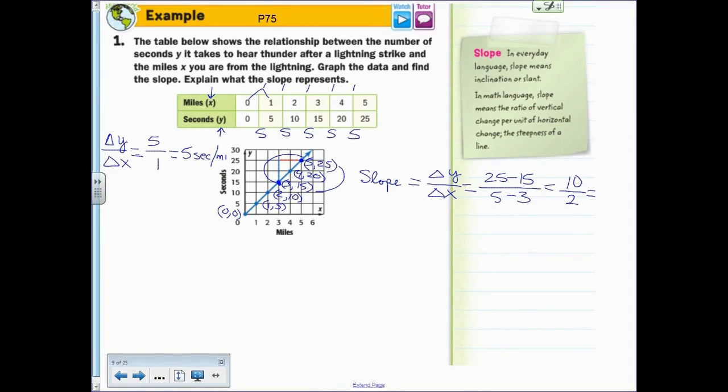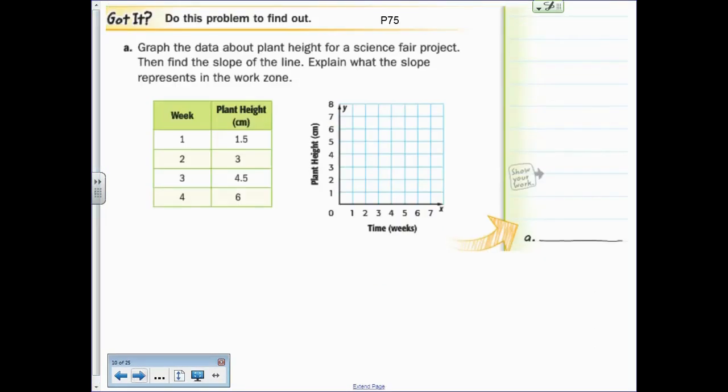I can divide that since it's going to give me a whole number, and I'm going to find that that is equal to 5. So my slope is equal to 5, the same as was my constant rate of change or unit rate. They are the same thing, as I said on the previous slide. Constant rate of change, unit rate, and slope are all the same thing.